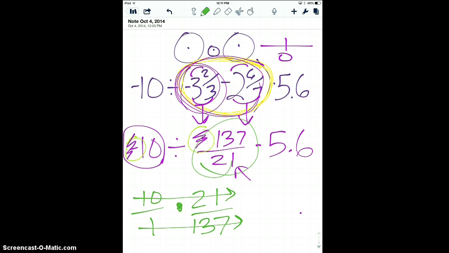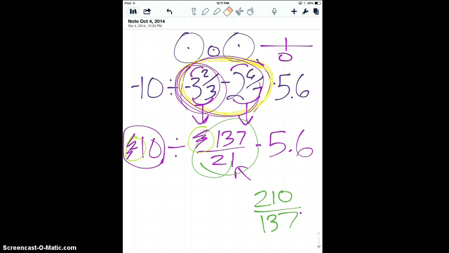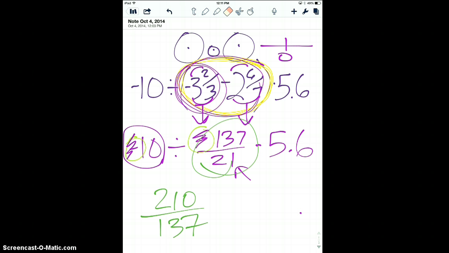So can you do 21 times 10 off the top of your head? Awesome. And then 1 times 137? Awesome, you guys are good. So there it is. When we did the division, we got a pretty gross answer of 210 over 137. And is that the final answer to the problem? Heck no! Because we still have a times by 5.6.